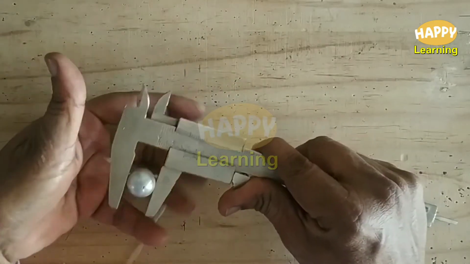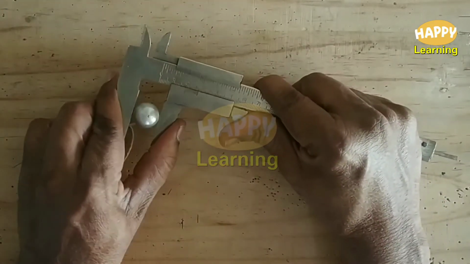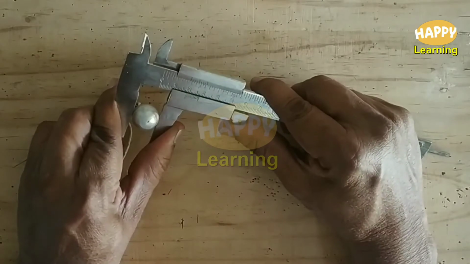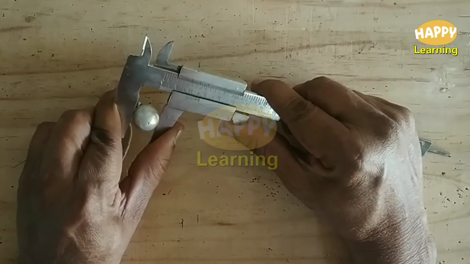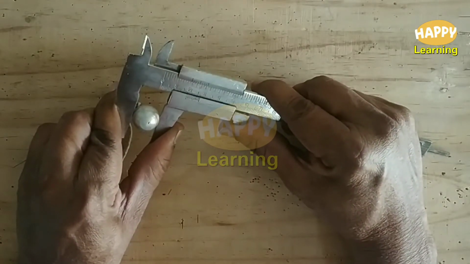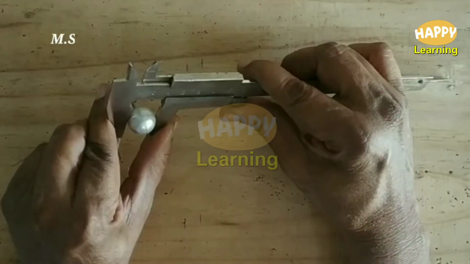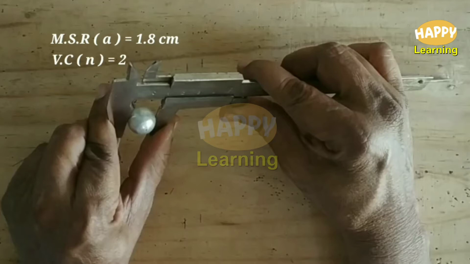The pendulum bob is fixed between the two jaws of the vernier calipers and the main scale reading and vernier coincidence are noted. Main scale reading MSR, noted by A, is equal to 1.8 cm. Vernier coincidence, noted by N, is equal to 2. Least count of vernier calipers is 0.01 cm.